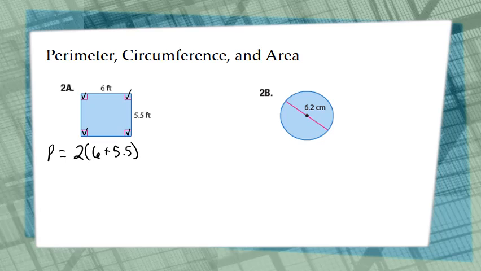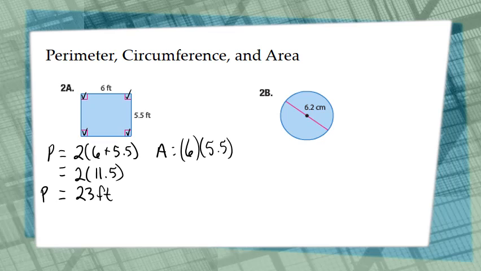And let's see, that would be 2 times 11.5, 6 plus 5.5. So the perimeter of this rectangle is going to be 23 feet. Now, if I'm going to find the area, well, the area is just going to be the length times the width. So this is 6 times 5.5. It's going to give me the area.